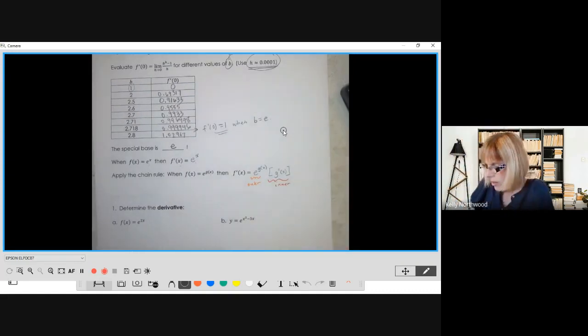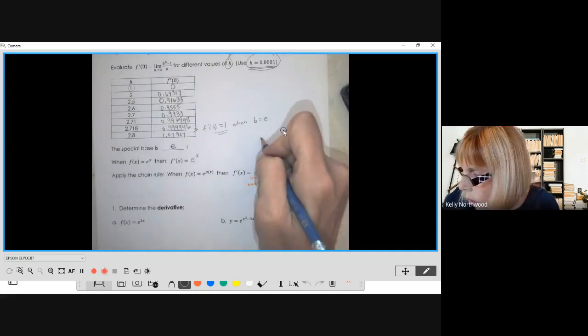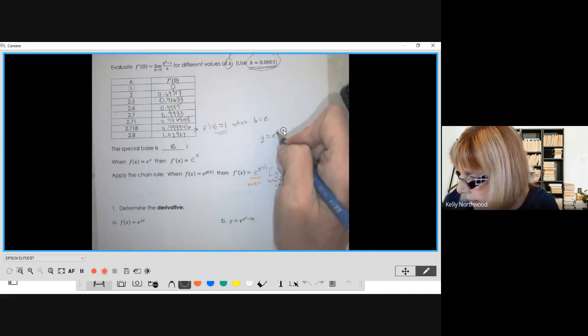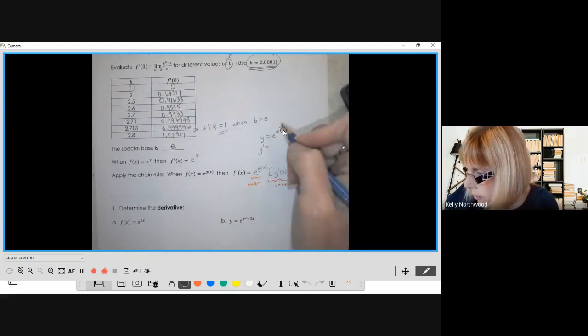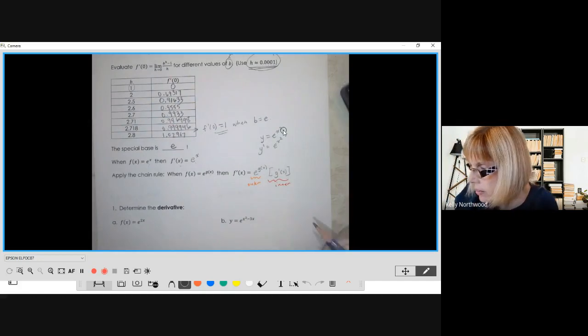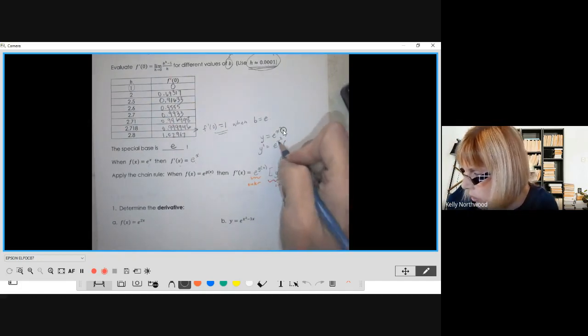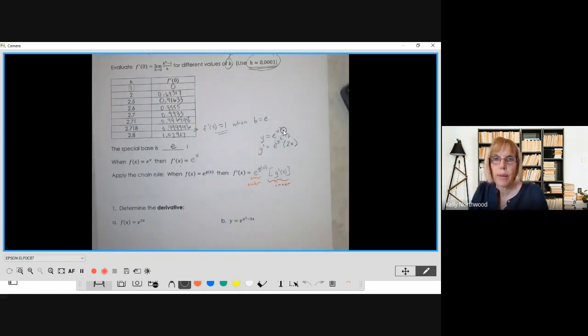So that means if we were deriving y equals e to the x squared, y prime, the outer derivative, is e to the x squared back. And then the inner derivative, multiplied by the derivative of the exponent, which is 2x. So that would be y prime, e to the x squared times 2x. That's the chain rule.